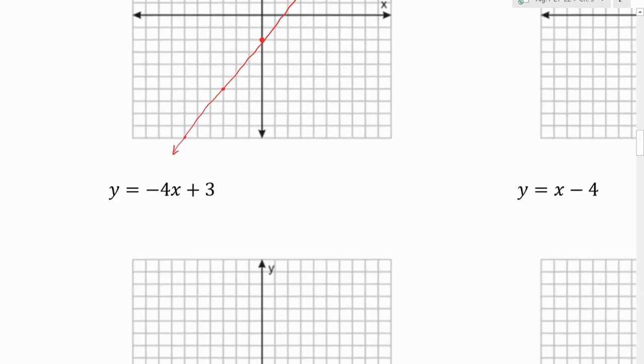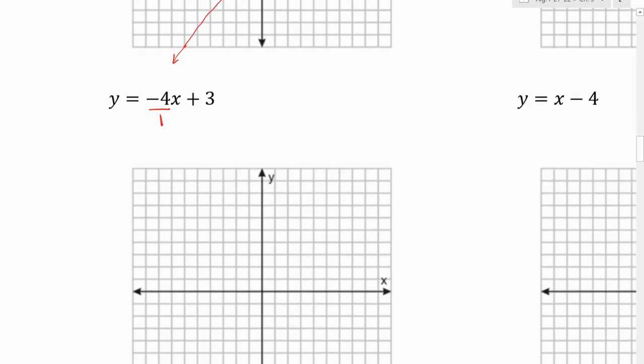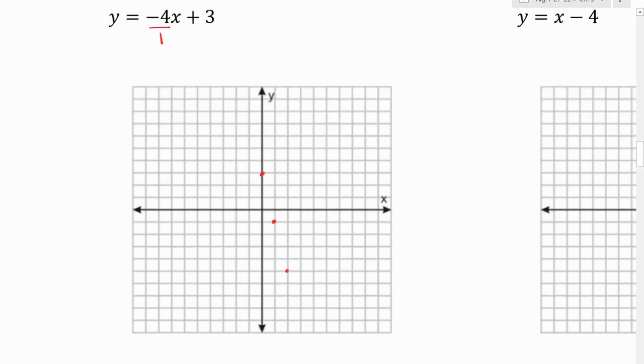Okay. All right. If the slope's not written as a fraction, make it a fraction. All numbers can be written over 1. So then I've got a y-intercept of 3. I'm going to go down 4, right 1, down 4, right 1, down 4, right 1. Or I could go up 4, back 1. And this will represent all the ordered pairs that make that true.